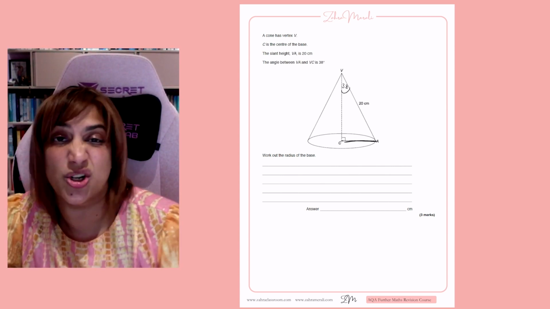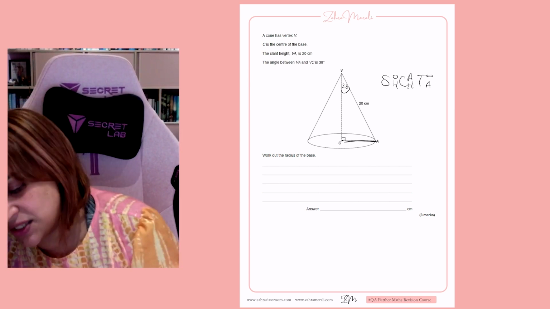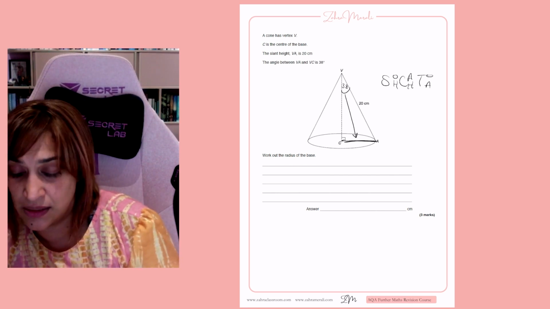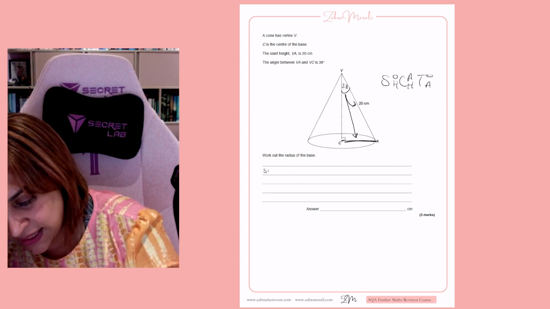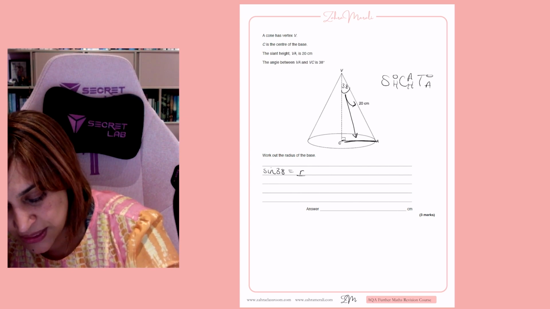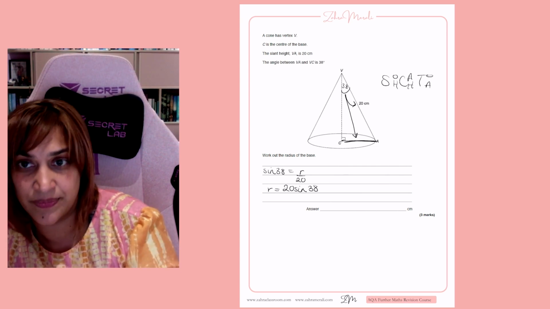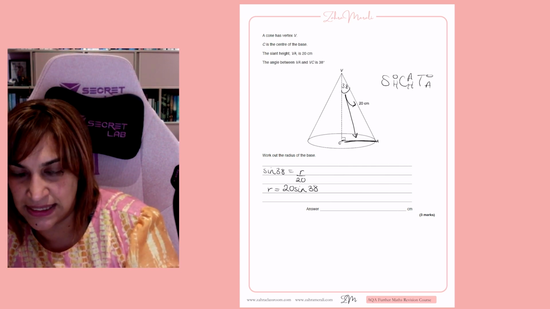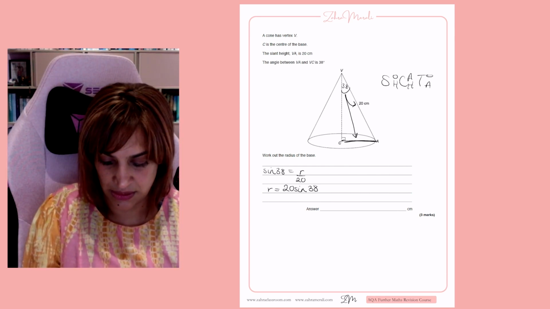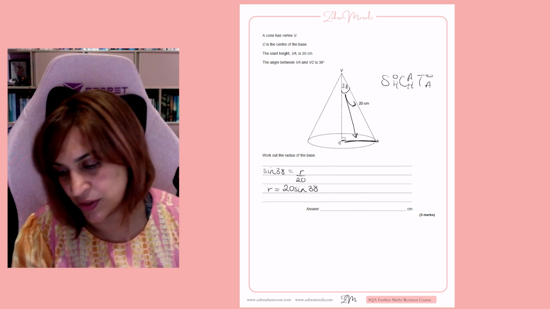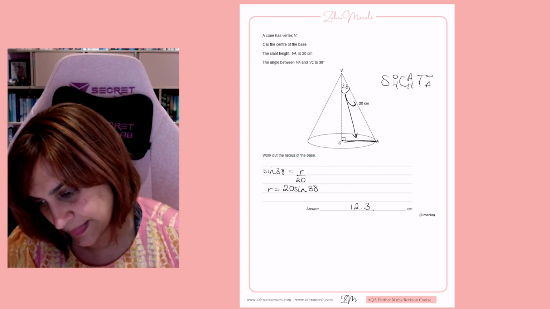Okay, so that's quite nice. We've got SOHCAHTOA, right-angled triangle. And so what do we have? We want to find the opposite, and we have the hypotenuse. So we know that sine 38 is r over 20. So r must be 20 sine 38. When we stick that into my calculator, 20 times sine 38, I'm going to get 12.3. And that's going to be the radius of that base.